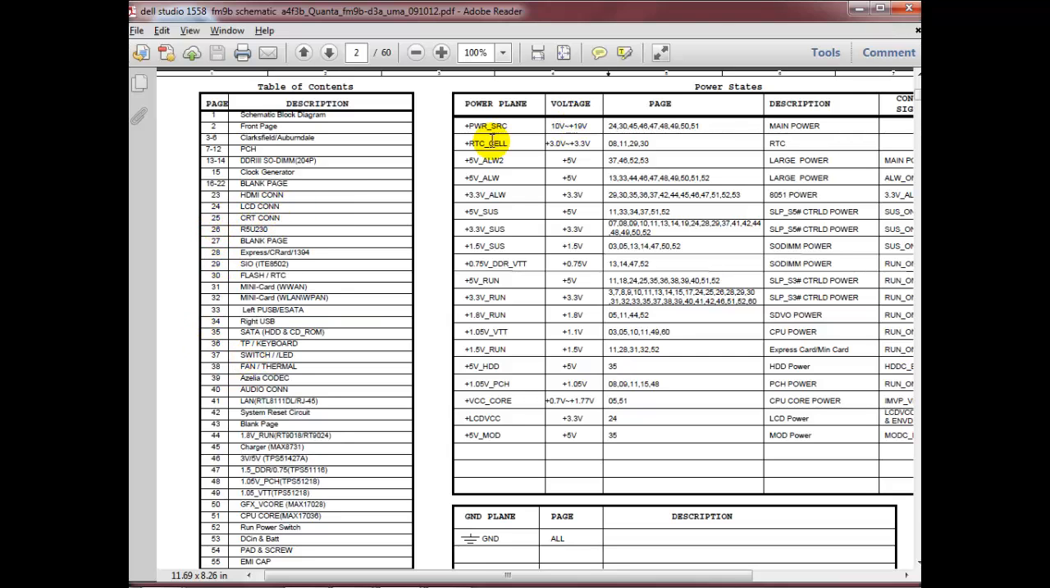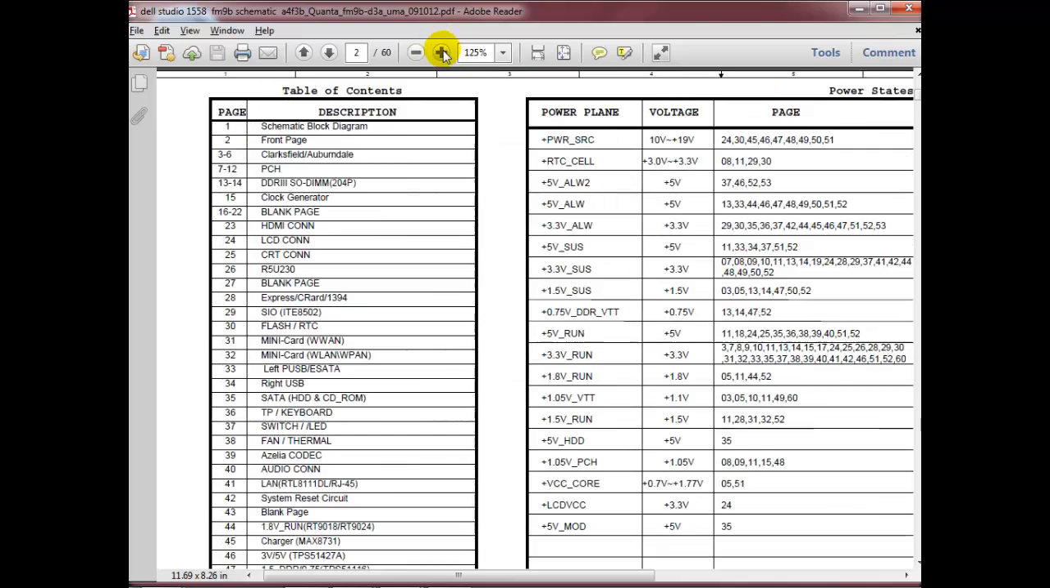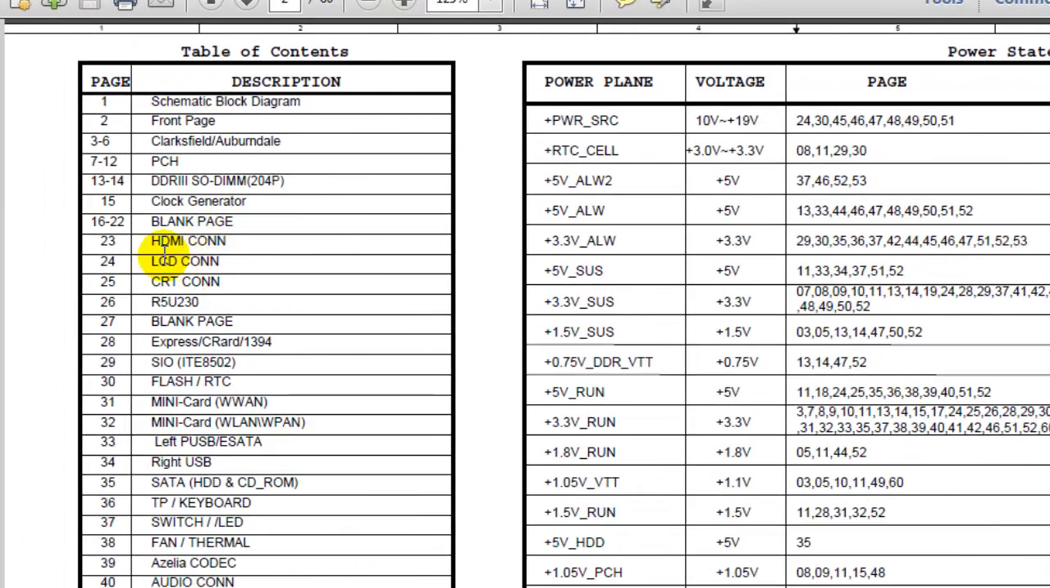So this signal is going here also. You can identify like this. HDMI LCD connection also requires 24. Then power SRC going on page 30. Page 30 means the signal is flash RTC. Flash RTC also required like this.